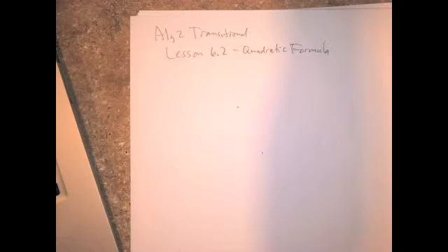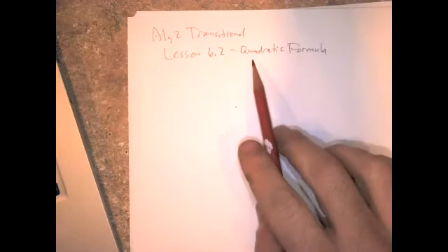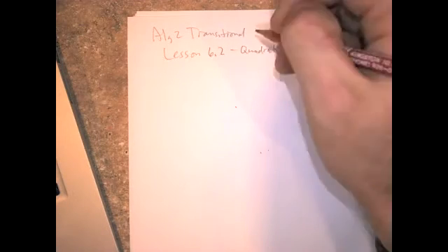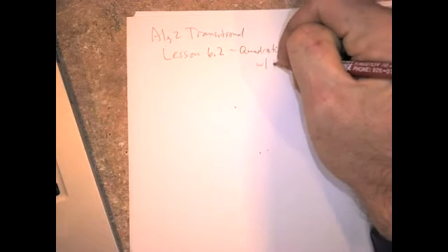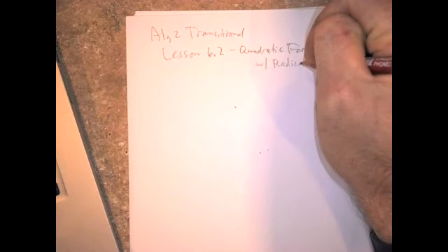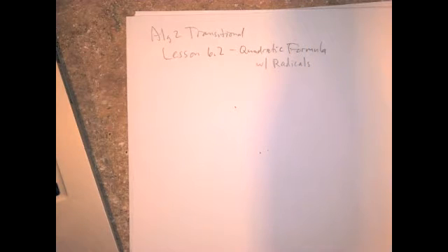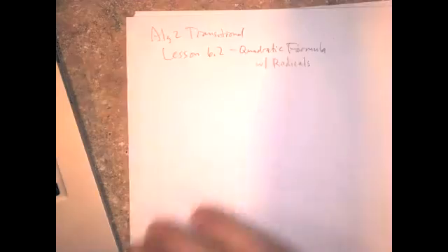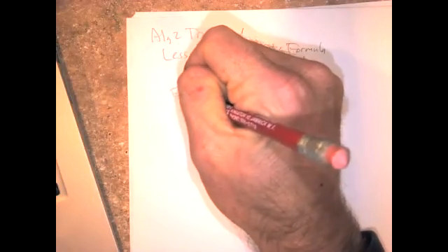All right, guys. Lesson 6.2 is going back to the quadratic formula, but now we're looking at it with radicals. So we relate to what we did yesterday with simplifying radicals. Okay, so you might see a problem like this. We'll do two examples.